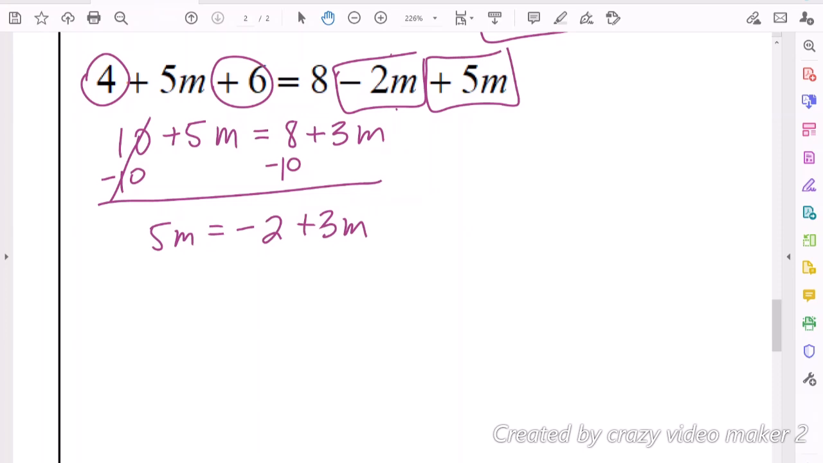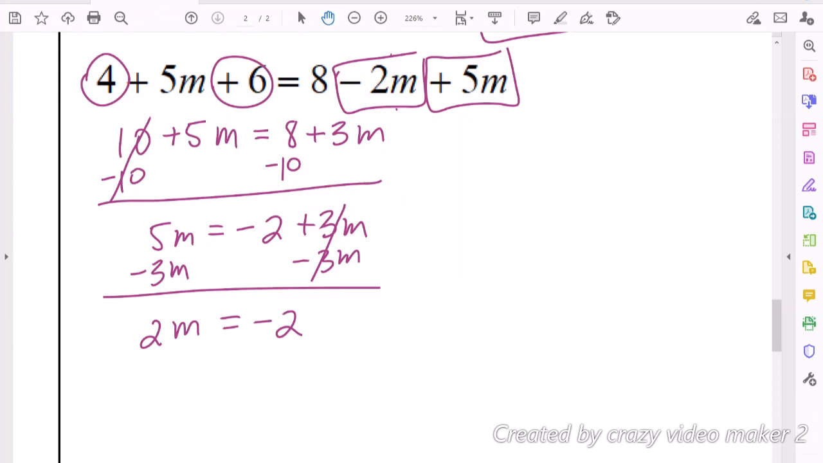Okay, now my last step, well, almost last step, is to get this 3m to the other side. So I'm going to subtract 3m. You always have to do the opposite sign. So 3m minus 3m, those cancel. We still have just our -2 left over there. And so now 5m minus 3m is 2m. Last step, divide by 2. So a -2 divided by a +2 is going to be -1.